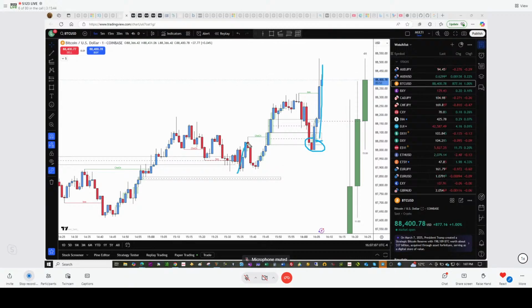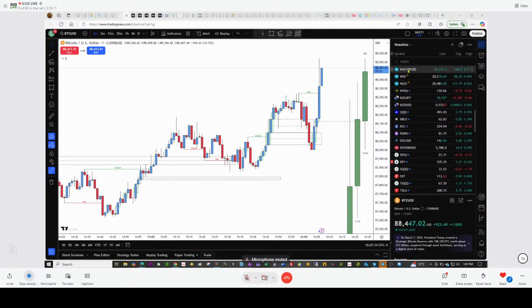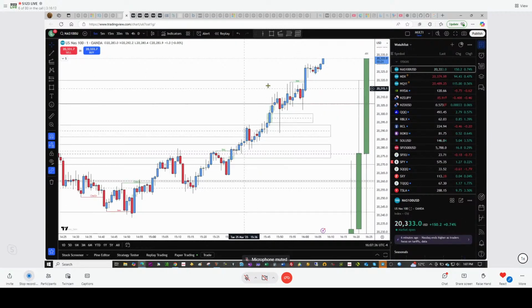Beautiful move on Bitcoin, it's been doing exactly what I'm expecting it to do. So they came up nice 1-2, chopped it up and down in here, gave us a nice 1-2-3 bottom, up we go, back up we go. So this is doing as expected. Unlike NASDAQ, which is a little bit odd, still going strong though.